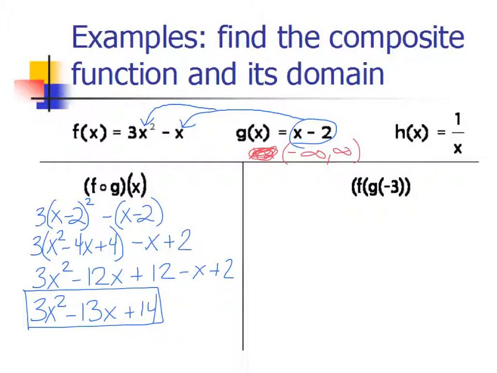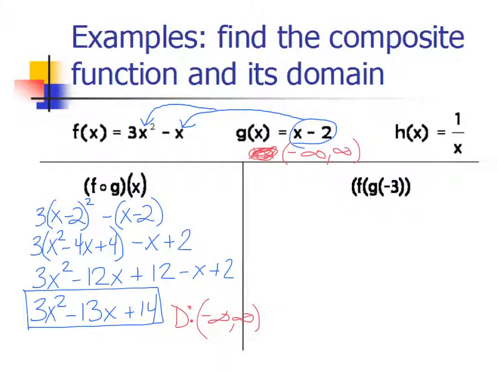And then I have to look at my result. My result down here, also not a fraction, not a radical. It's going to have no restrictions. So if I have no restrictions on either one of those, my overall domain will also not have any restrictions. So that one was easy enough. I could just squeeze that in there. It didn't have much going on.